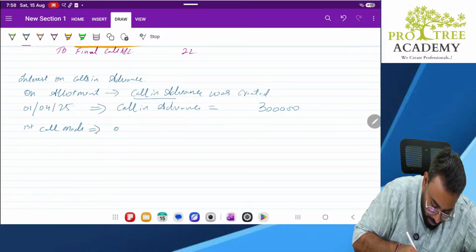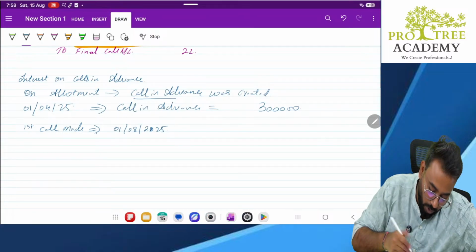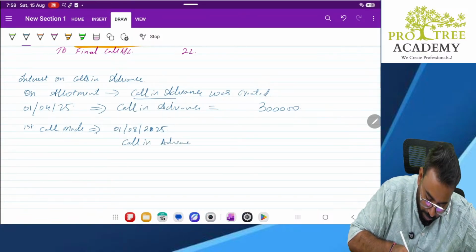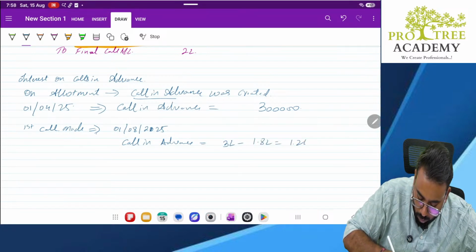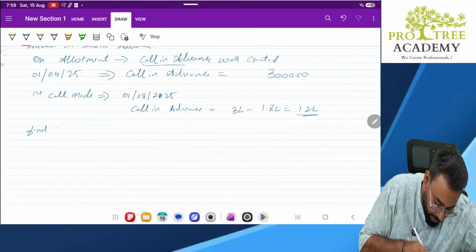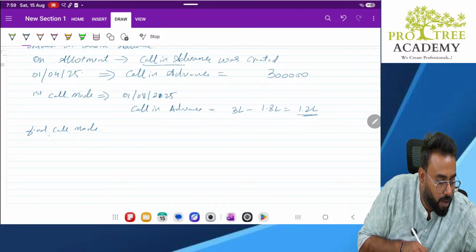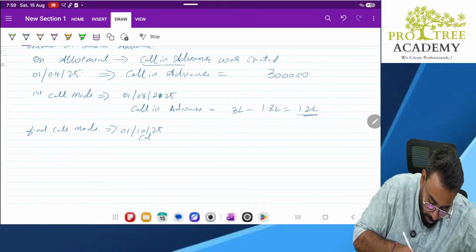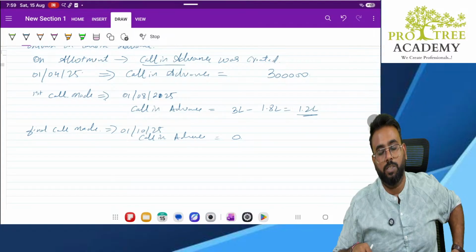First call was made on 1st August 2025. So on that day, calls in advance balance was 3 lakh minus 1.8 lakh. So what was the balance? 1.2 lakhs. Okay, sir. When was the final call made? Sir, final call was made on 1st October. On that day, calls in advance balance? 0, sir. Calls in advance balance was 0.